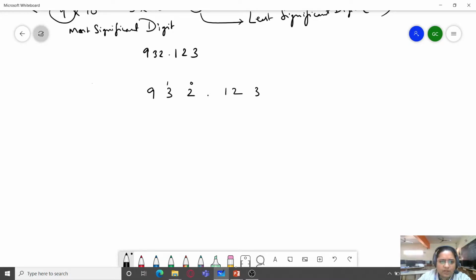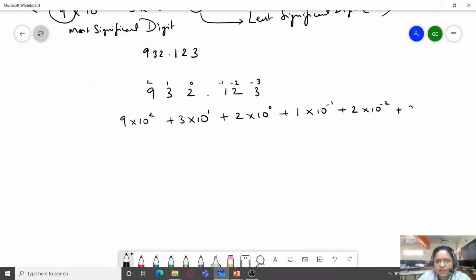932.123. So 0, 1, 2, minus 1, minus 2, minus 3. So this will be 9 into 10 squared plus 3 into 10 raised to the power 1 plus 2 into 10 raised to the power 0 plus 1 into 10 raised to the power minus 1 plus 2 into 10 raised to the power minus 2 plus 3 into 10 raised to the power minus 3. If we solve this whole expression, then we would get this value, this whole number over here.